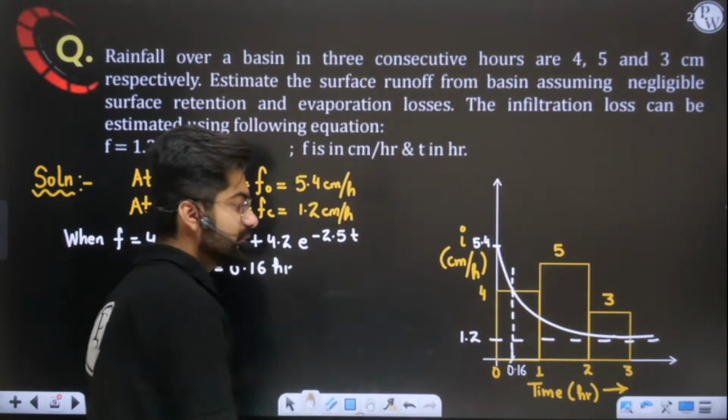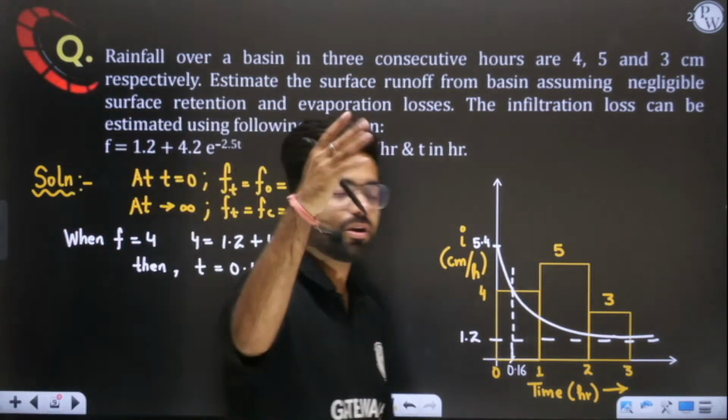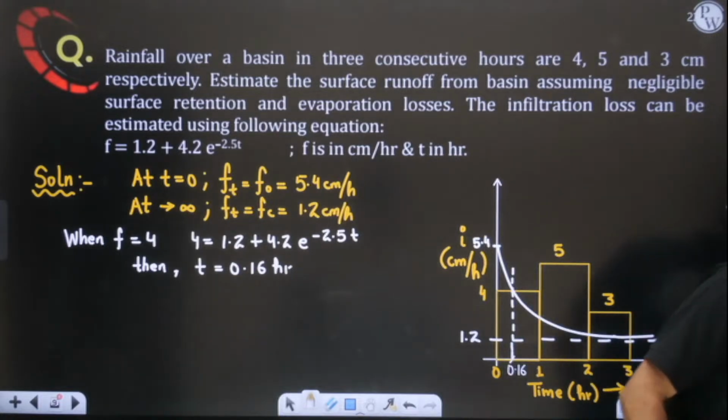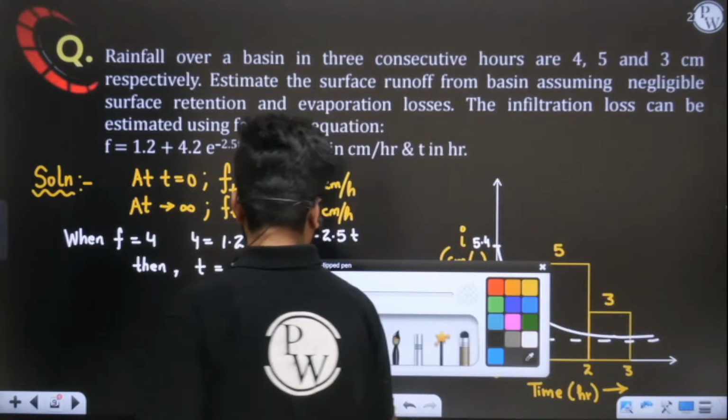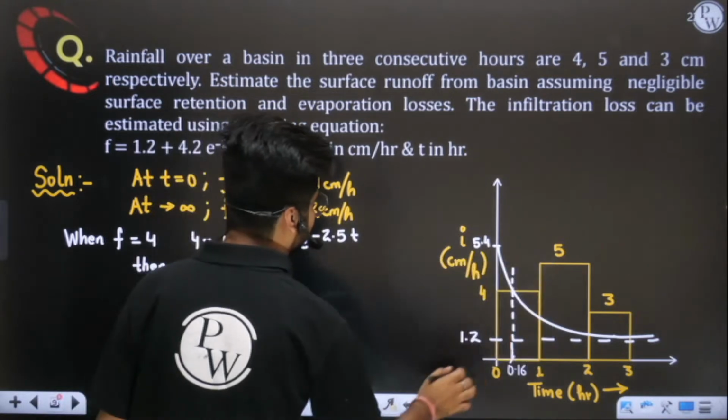That before 0.16, no runoff. Yes or no? Can you understand this logic? Simple. Can you understand this logic? Tell me. Kindly comment yes if you are able to understand this thing.